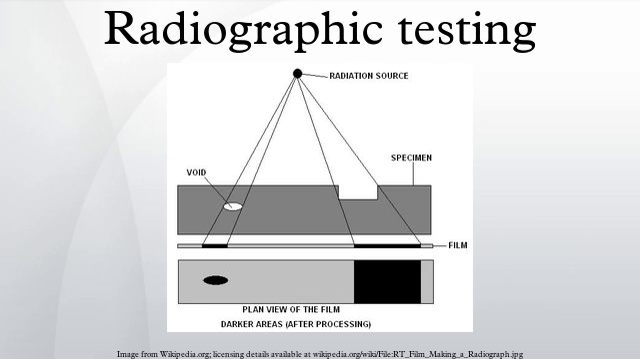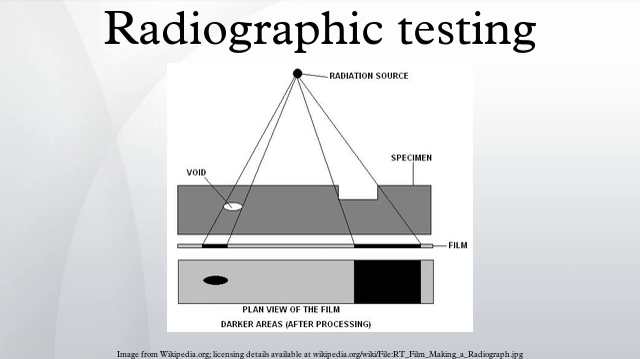EN 10246-10, non-destructive testing of steel tubes, Part 10, radiographic testing of the weld seam of automatic fusion arc welded steel tubes for the detection of imperfections. EN 12517-1, non-destructive testing of welds, Part 1, evaluation of welded joints in steel, nickel, titanium and their alloys by radiography, acceptance levels. EN 12517-2, non-destructive testing of welds, Part 2, evaluation of welded joints in aluminium and its alloys by radiography, acceptance levels.